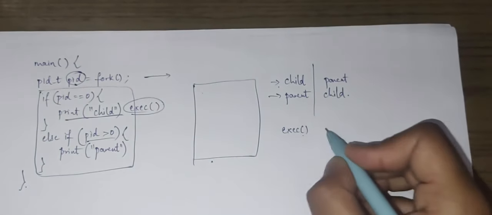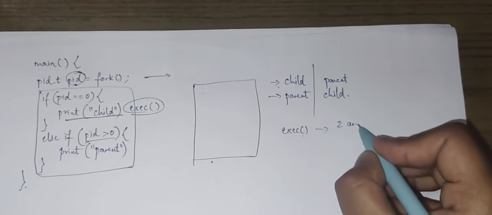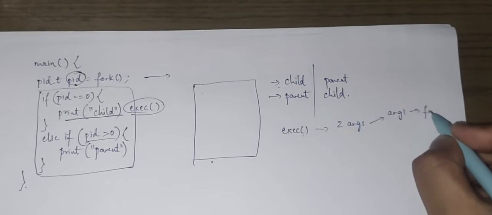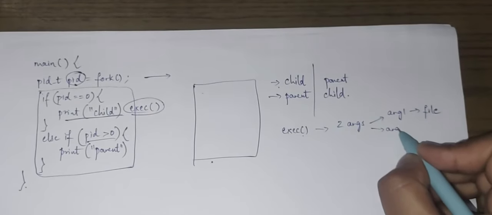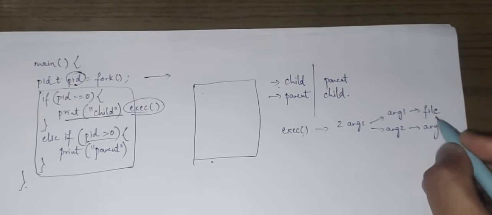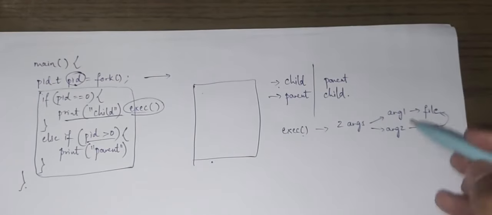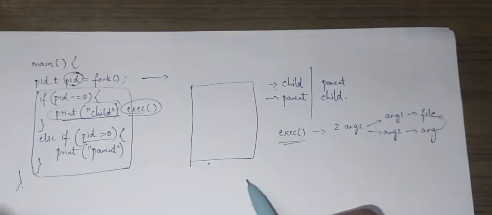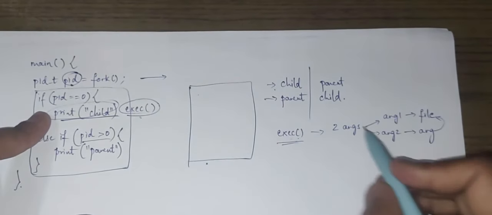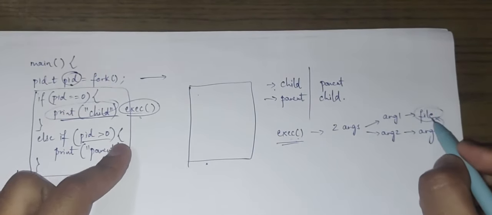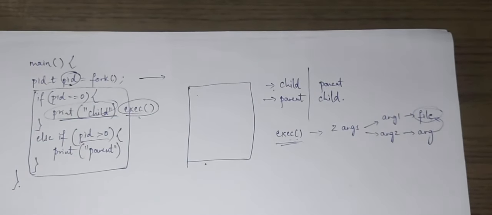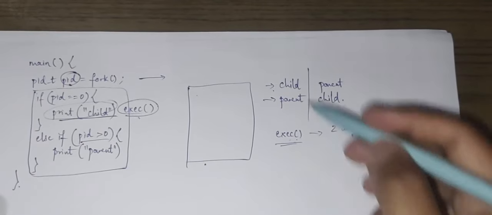Now exec will take two arguments. The first argument is usually the file you want to run, the new program. And the second argument will be the arguments that you can give to this program. So once you call exec, instead of doing some simple printing here, it will call this program instead of having this program in the child process. That is a way in which we can run two different types of processes simultaneously, concurrently.